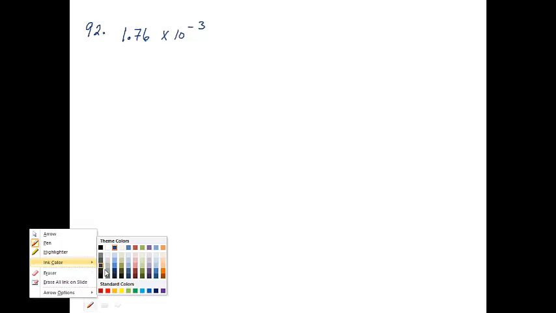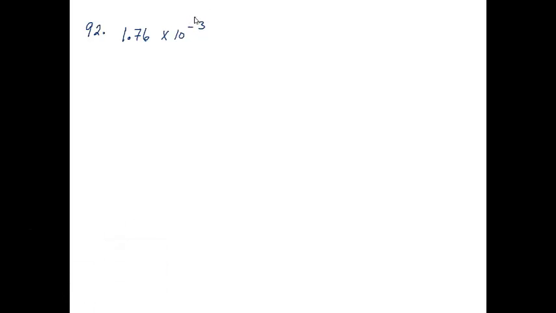Alright, now let's look at number 92. It says write each number in decimal notation without the use of exponents. So we have 1.76 times 10 to the negative 3. So this is our scientific notation that we all love. And the rule is negative 3 tells us to move the decimal 3 places to the left. Because it's negative, it means 3 places to the left.